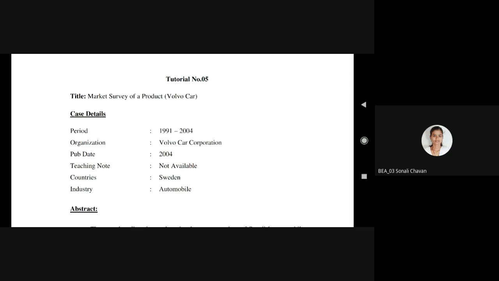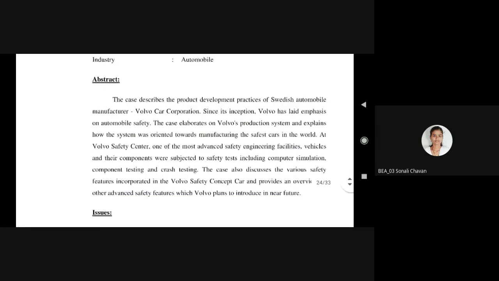So for that particular tutorial on market survey, we have taken the Volvo car. So the basic information we have taken over here. Period 1991 to 2004, organization Volvo Car Corporation, who is the manufacturer of that. Publication date 2004, teaching note not available, country is Sweden, industry automobile. Only a sample they have taken here.